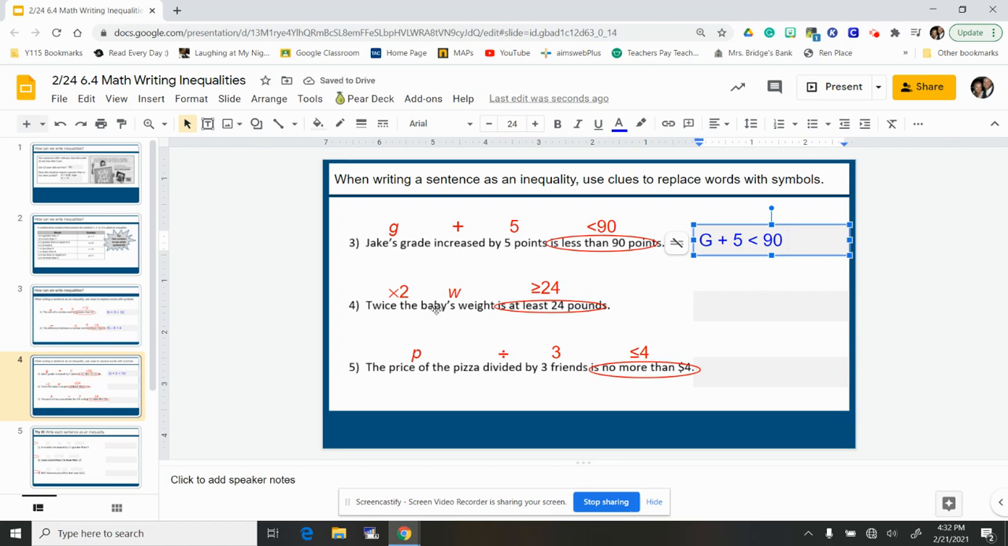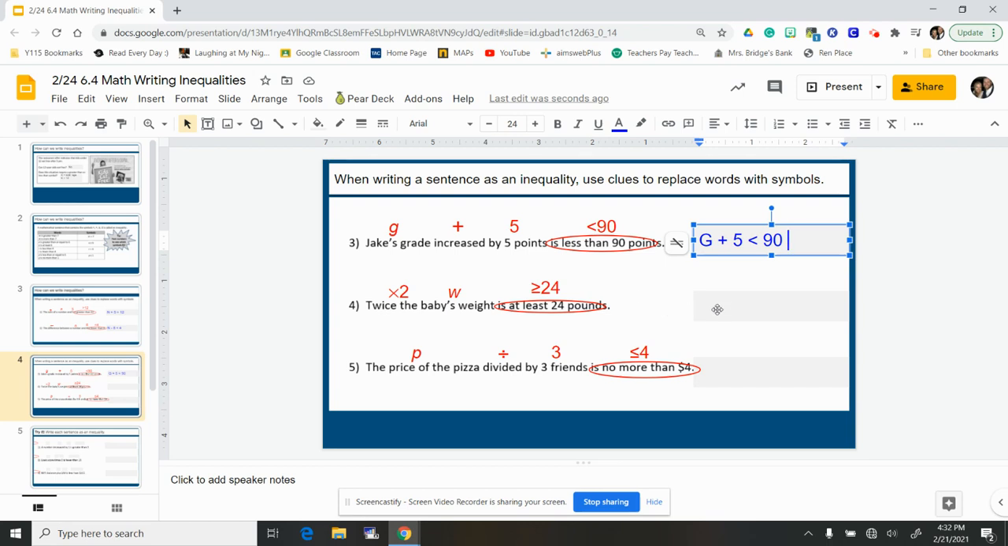I'm going to read out this one, and hopefully from the notes above, I'm going to have you go ahead and do that one on your own. So we have twice the baby's weight. Twice the baby's weight. Remember, that's a certain kind of math. Hopefully the notes will help you on what kind of math. Is at least 24 pounds.